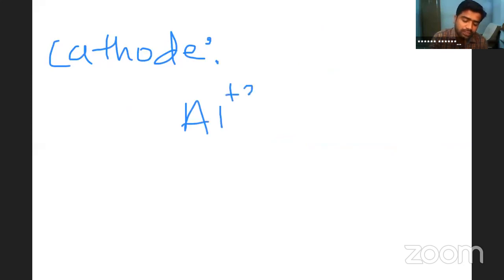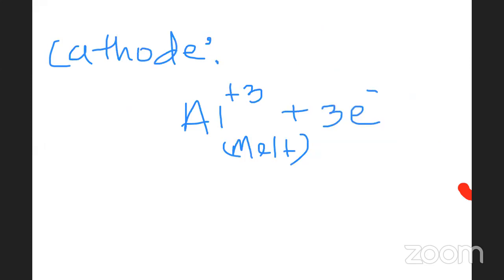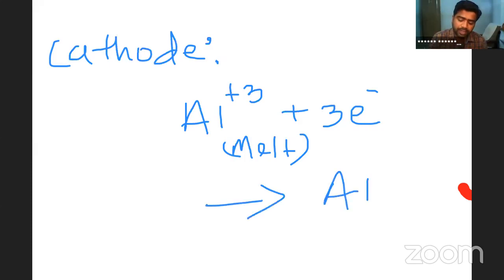Aluminium. Yes, very good. Aluminium, that too in the molten form, isn't it? It is in the molten form. You write here aluminium in terms of the melt, plus it will combine with 3 electrons. Okay, and you are going to give here the alumina, crude alumina, in the liquid form. So this is how it is, from the cathode.